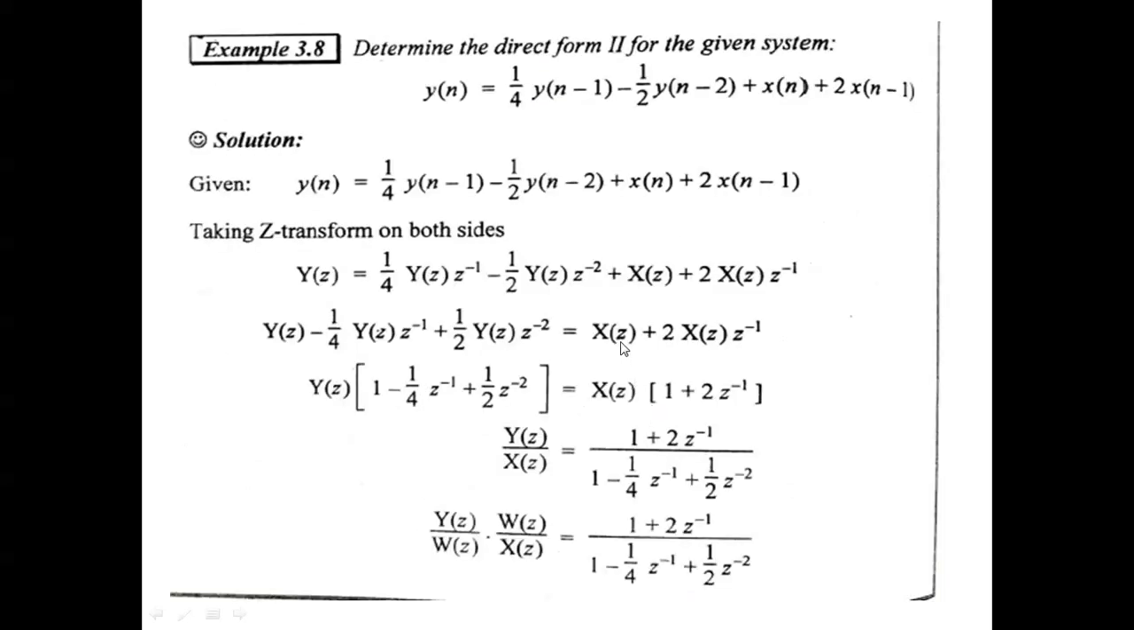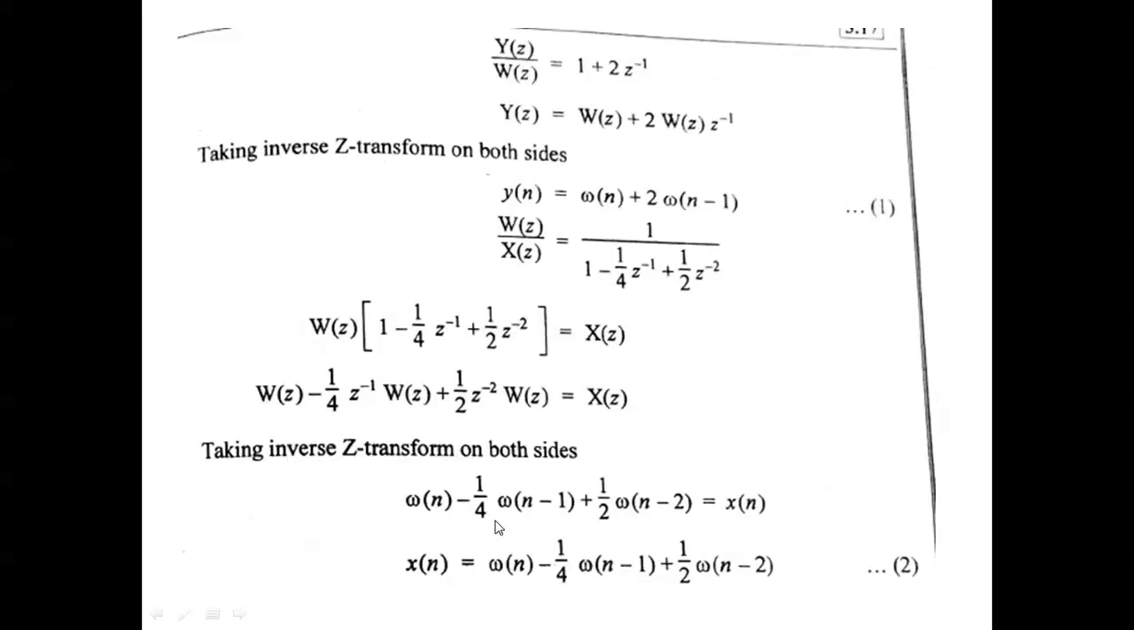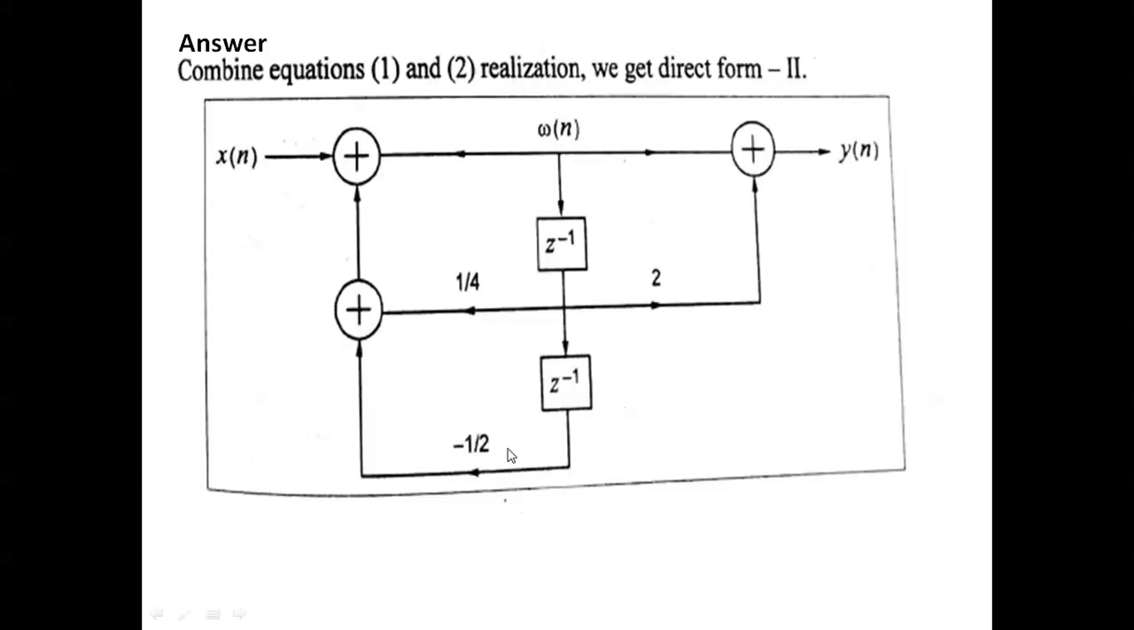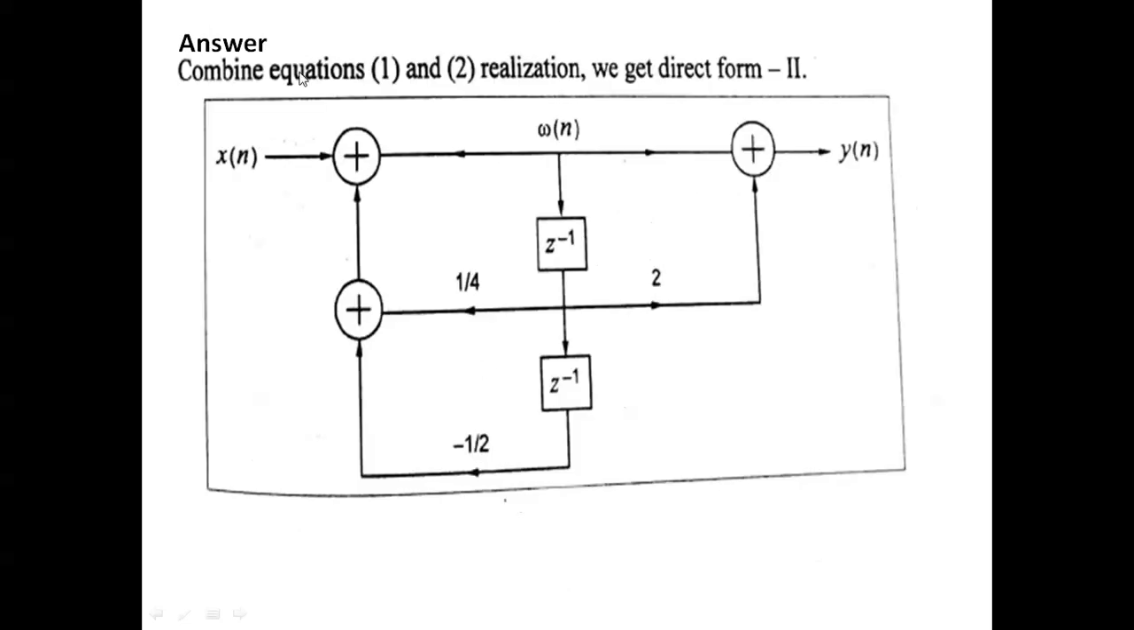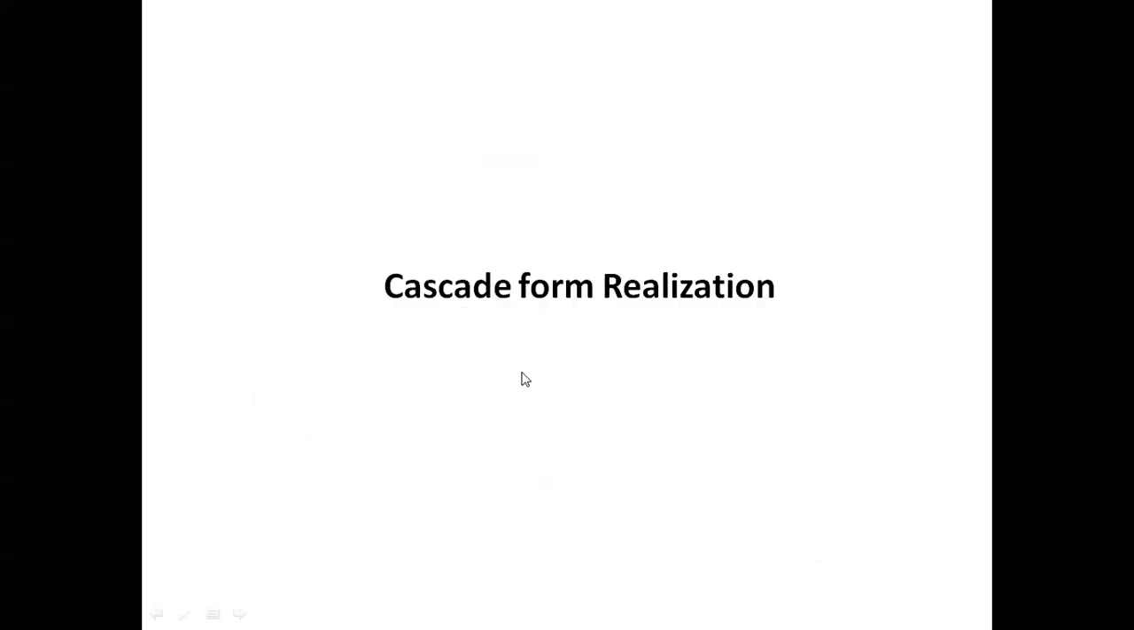Similarly, you have to approach every problem like that. Use the formula, apply the sequence Y of z over X of z, then split it and you get the Y of z formula. Then take the inverse z transform for x of n, and finally draw the direct form 2. Okay, thank you.